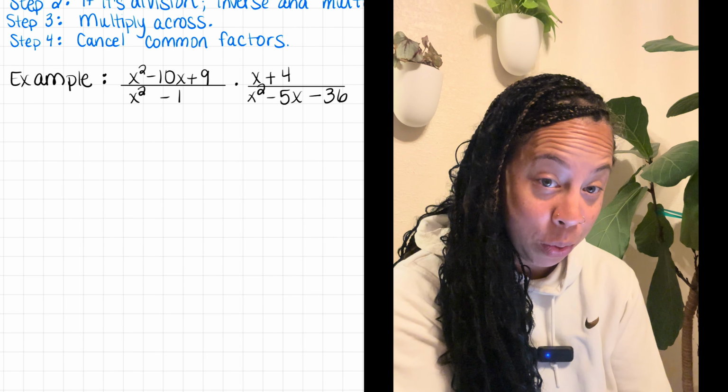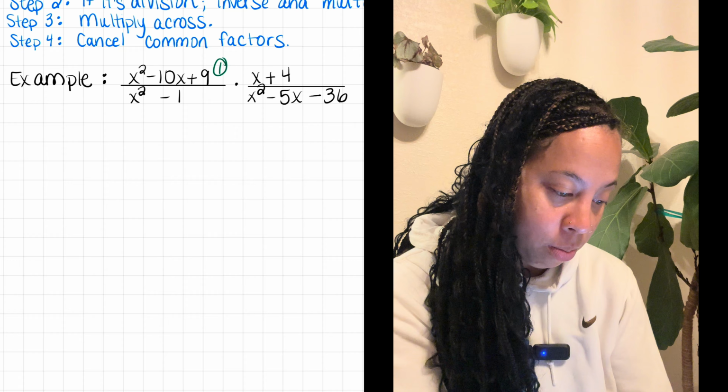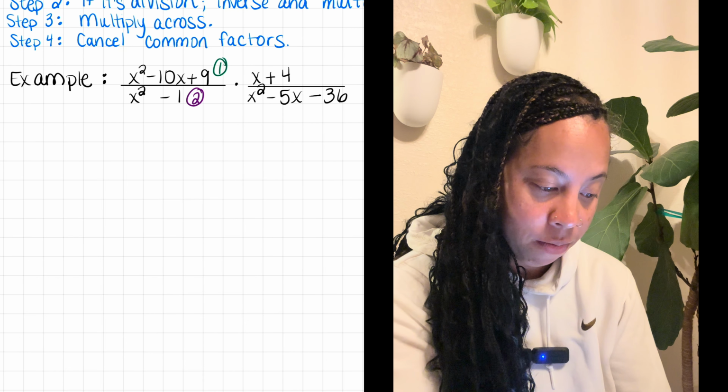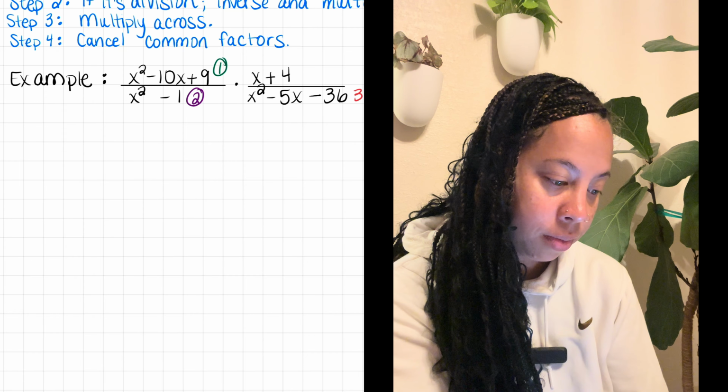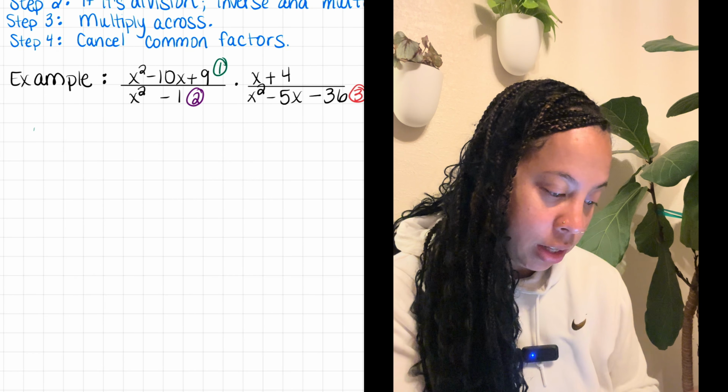Now, there's a lot here that we can factor. We can factor this first one. We can factor the bottom. And we can factor this one. So let's start with this first one. This is the diamond method.